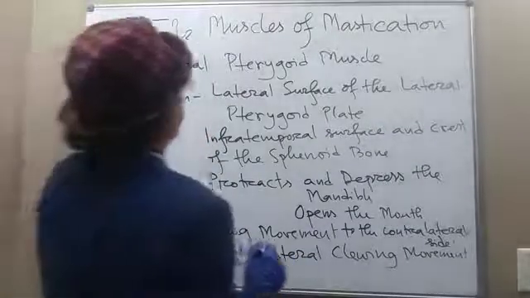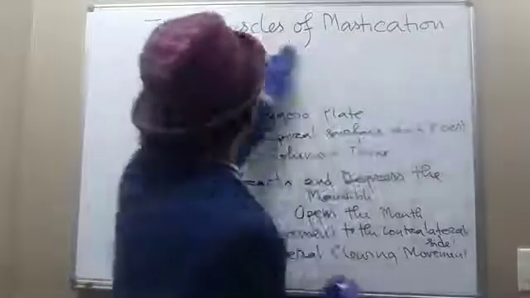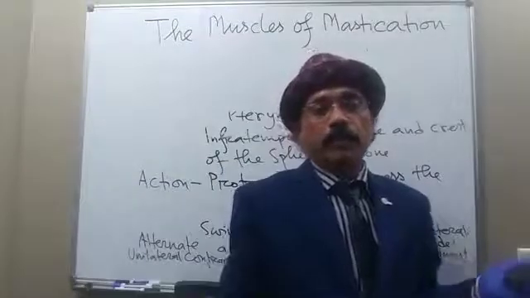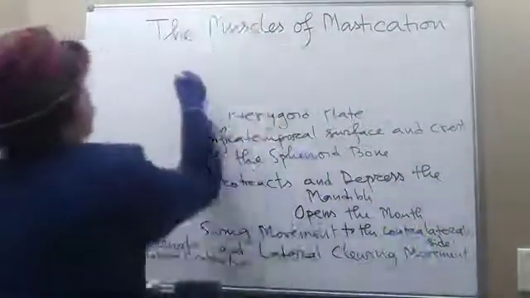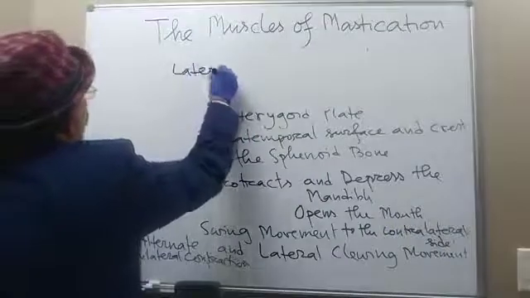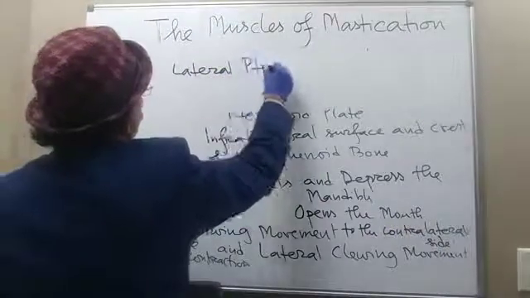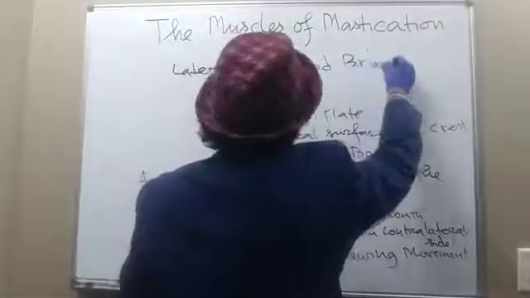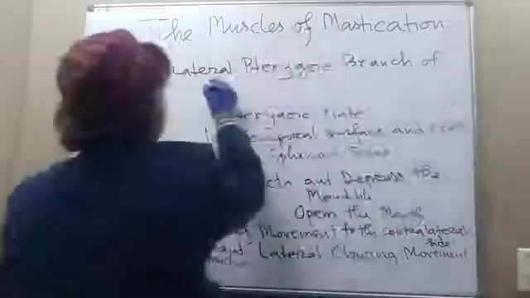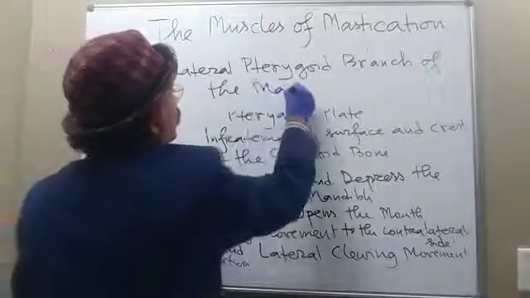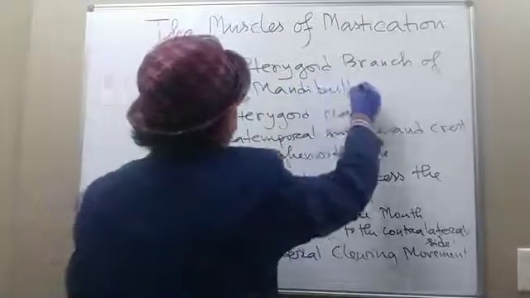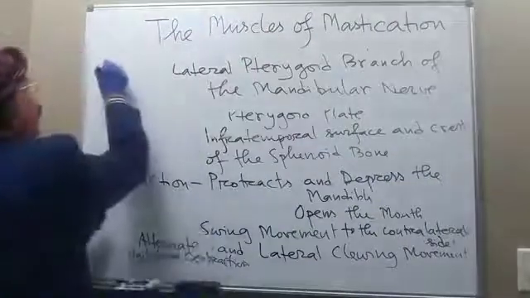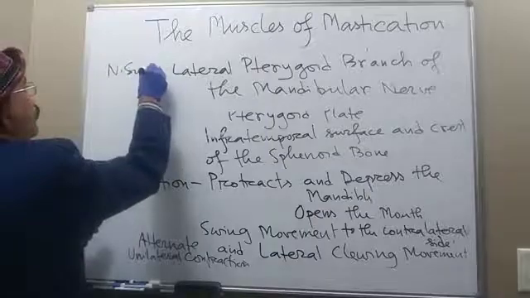Nerve supply is from the nerve to the lateral pterygoid, a branch of the mandibular nerve. So we can say lateral pterygoid, branch of the mandibular nerve. Okay, we got the action and nerve supply of the lateral pterygoid.